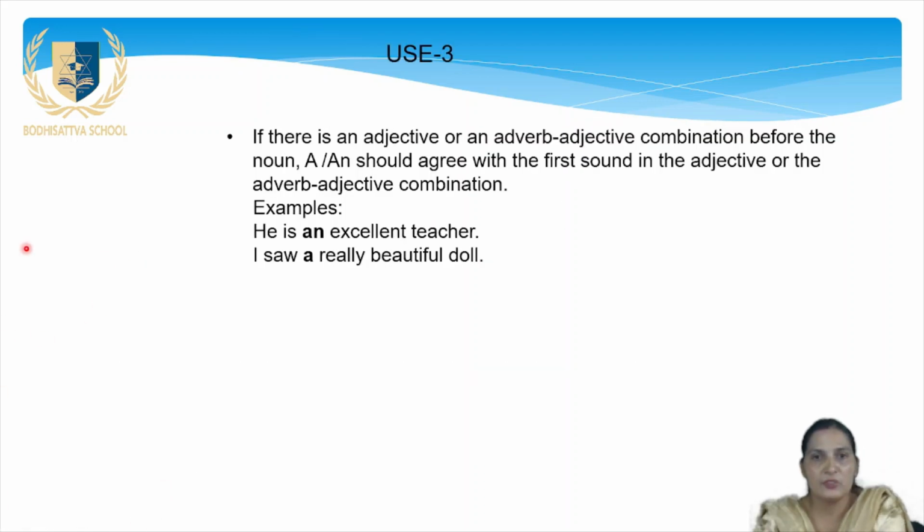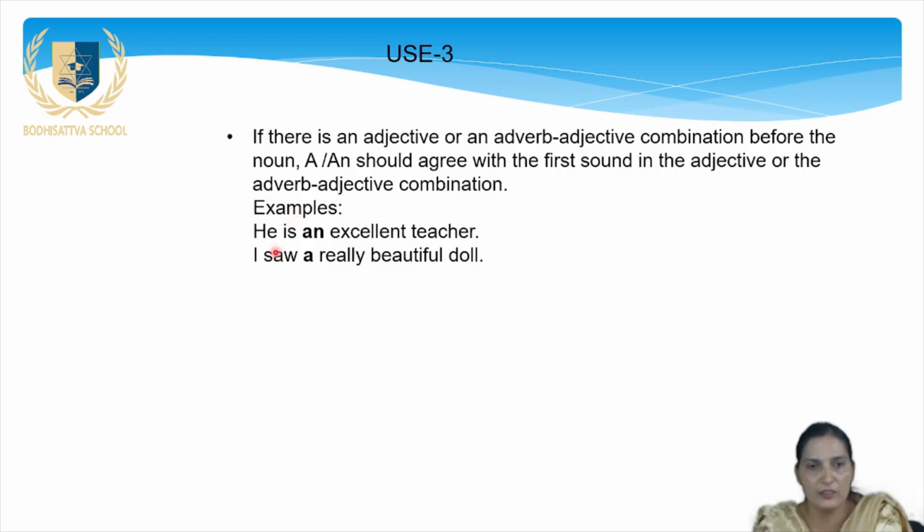And now look at the next one. Next, use number 3. If there is an adjective or an adverb-adjective combination before the noun, a or an should agree with the first sound in the adjective or the adverb-adjective combination. It means that if there is an adjective, or an adverb-adjective combination also, at that time you should be careful with the use of articles with the first sound, not the second one. You should be careful with the first letter's sound. Here are given examples also.